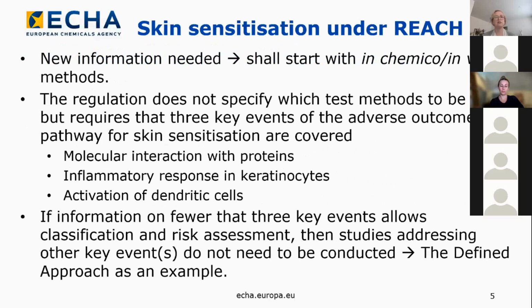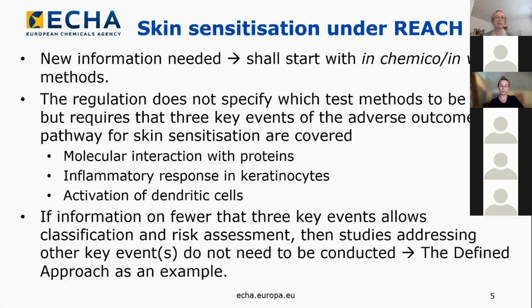If one is in the situation that the information that is already available doesn't allow to make these conclusions, and new testing needs to be generated, the testing shall start with in chemico and in vitro methods. The regulation doesn't specify which methods are to be used, but it requires that 3 key events of the adverse outcome pathway for skin sensitization are covered, which are the molecular interaction with proteins, inflammatory response in keratinocytes, and activation of dendritic cells. So this is the standard that needs to be provided.